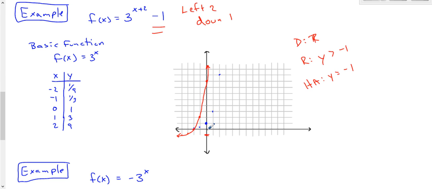And again, if you wanted to shift to the left 2 units and down 1 and change your focal point to be that point down there, you could then apply these movements from that focal point. So left 2 units, up a ninth, left 1 unit, up a third, over 0, and up 1, over 1, up 3, over 2, and up 9. Okay?